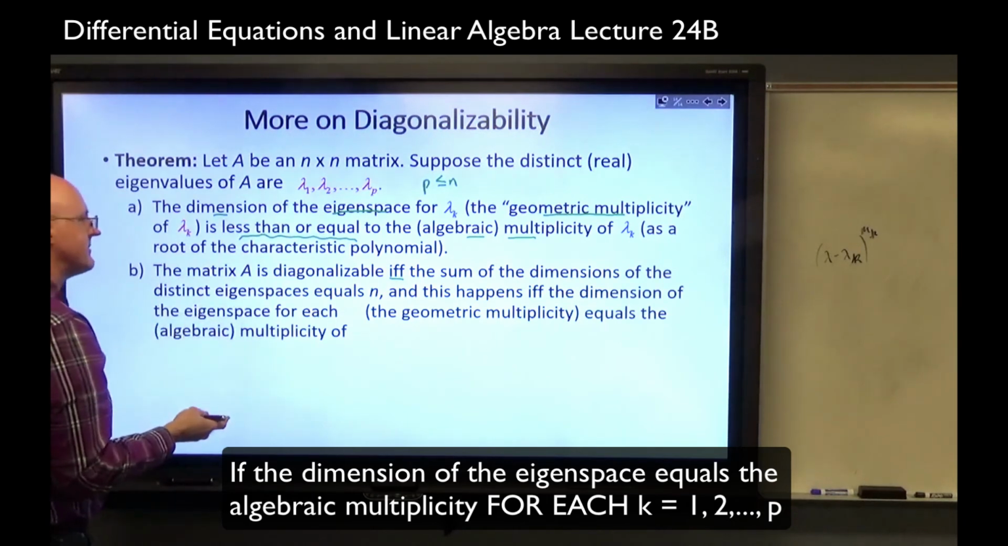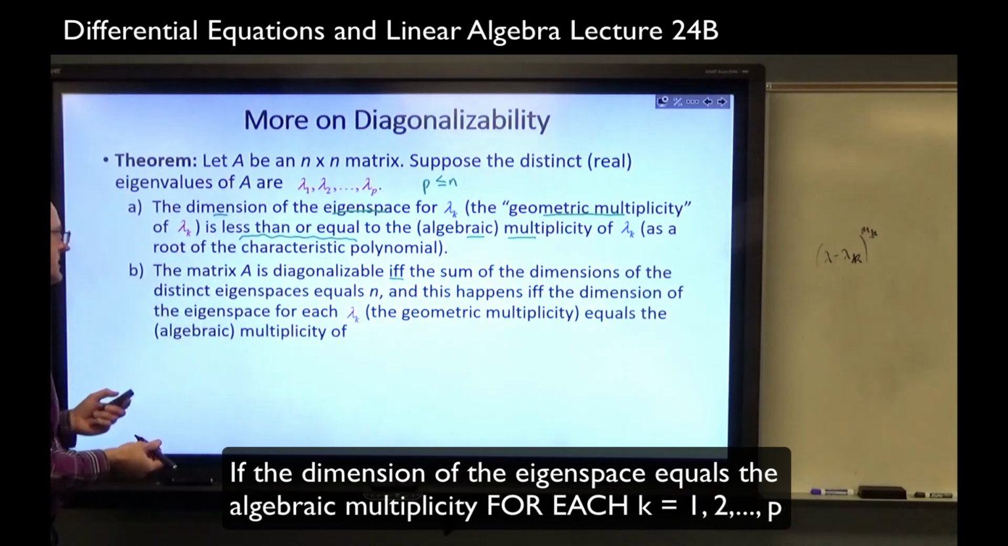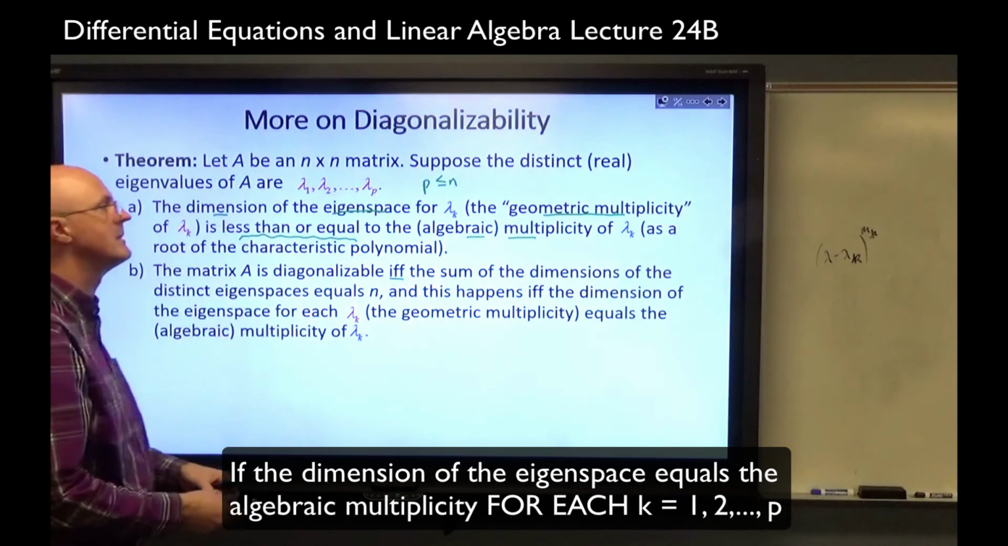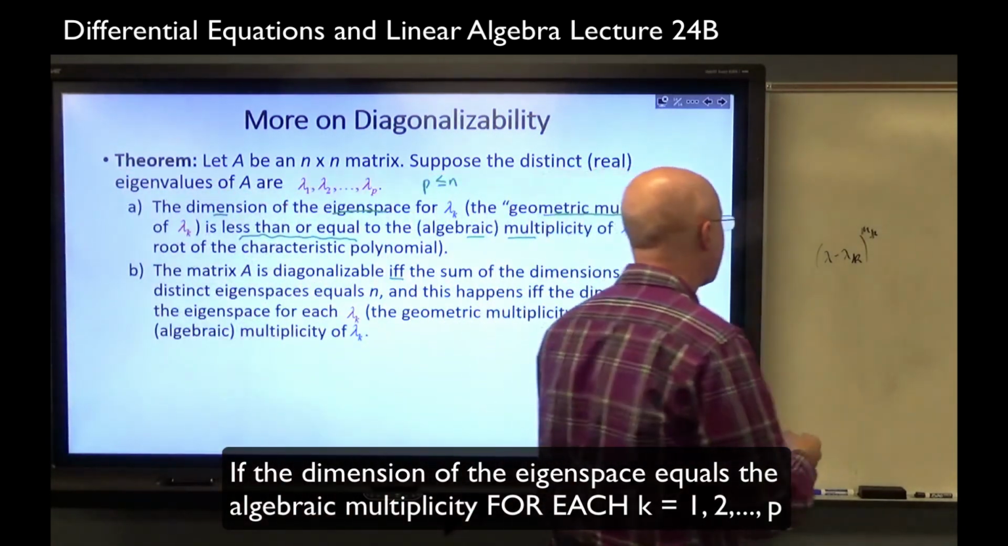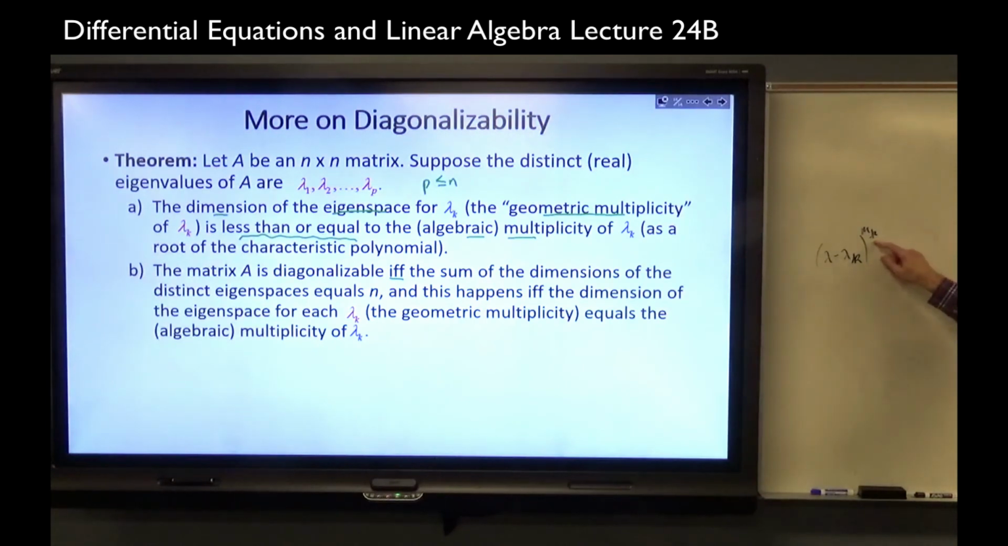And this happens if and only if, like I just said, the dimension of the eigenspace for each lambda k, the geometric multiplicity, equals the algebraic multiplicity of lambda k. If the dimension for each k from 1 to p of the eigenspace equals the corresponding power here, m k.